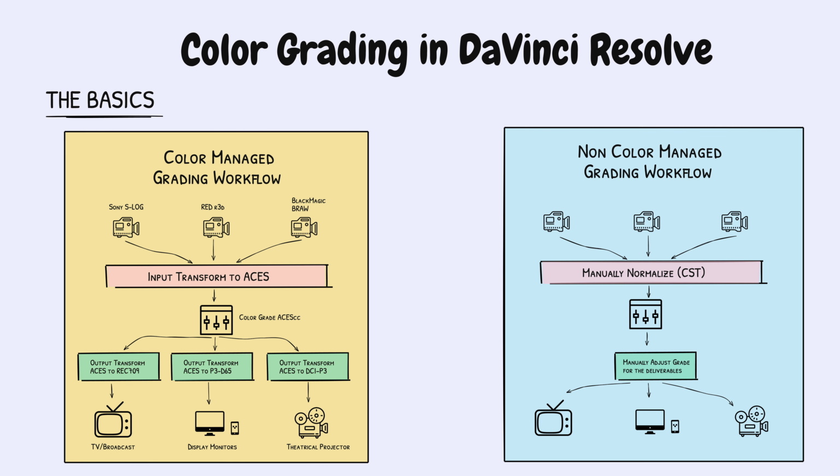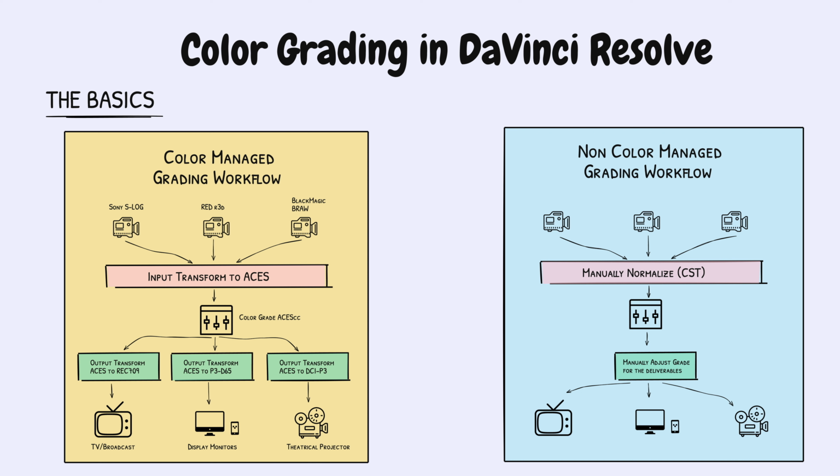Now in a color managed workflow like ACES, we have footage from different cameras like Sony, Red, Blackmagic Design, and when brought into the timeline, the input transform is applied to it by Resolve based on the metadata of the footage and is automatically normalized. And this gives a good starting point for color grading.